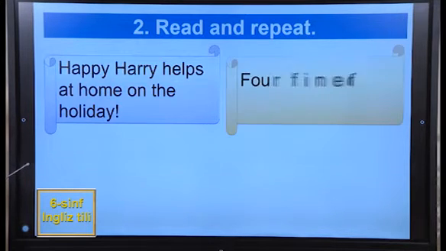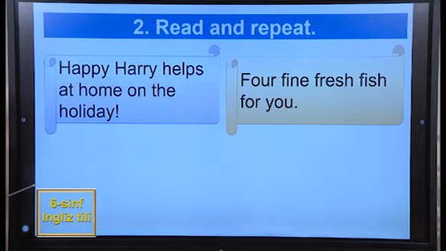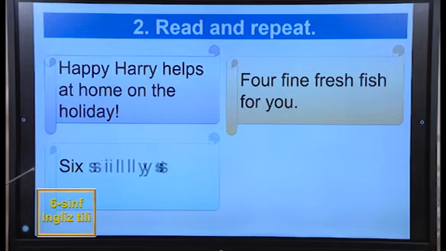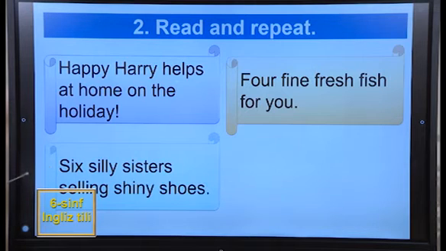Next. 4 fine fresh fish for you. 6 silly sisters selling shiny shoes.